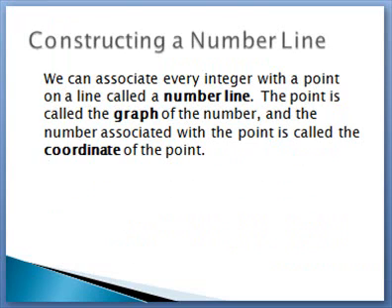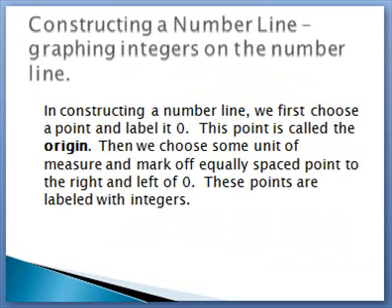We can associate every integer with a point of a line called a number line. The point is called the graph of the number, and the number associated with the point is called the coordinate of the point. In constructing a number line, we first choose a point and label it 0. This point is called the origin. Then we choose some unit of measure and mark off equally spaced points to the right and left of 0. These points are labeled with integers.